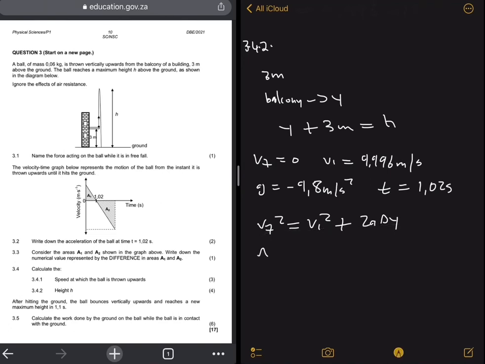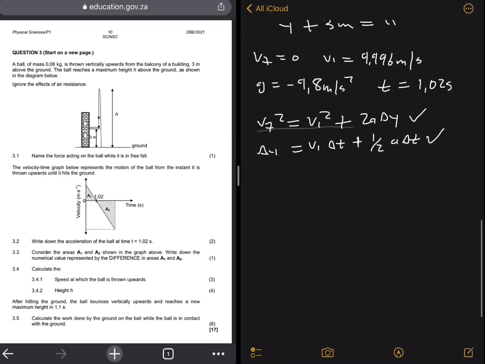Apart from this equation, there's also delta Y equals VI delta T plus 1 over 2 A delta T squared. So basically here, we can use this equation or this one, because we have delta Y there, and VI and VF, and the acceleration is always given. So let me choose the second one, because with the second one I won't have to make delta Y the subject of the formula, even if it's not that complicated.